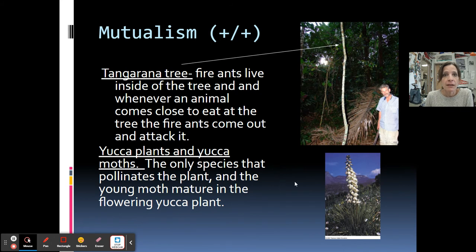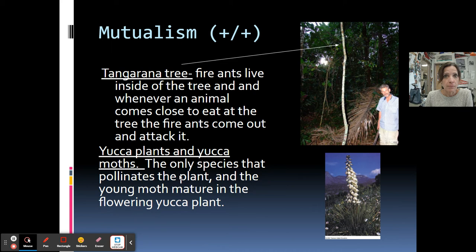So there are some other ways that organisms can interact, and these should be familiar from biology. So mutualism is where both species have a positive outcome. So here's an example of what's called a tangarana tree. I took this when we went to Peru with some students, and our guide was telling us that there are fire ants that live in this tree. And so whenever an animal comes over to gnaw on it, the fire ants will go out and attack it. So the ants are getting a place to live and food, and then the tree is getting protection. So that's why they both benefit.